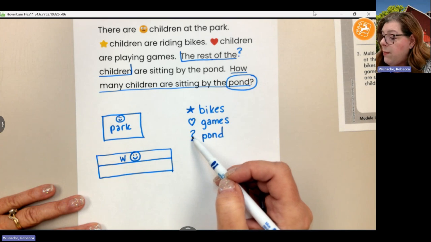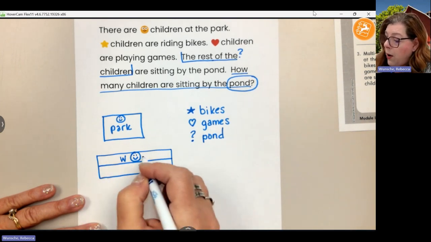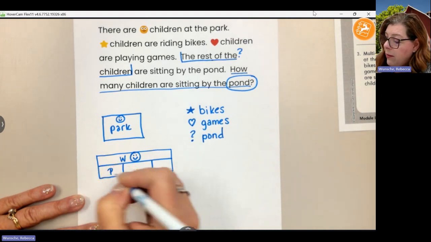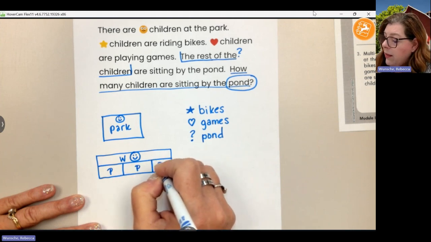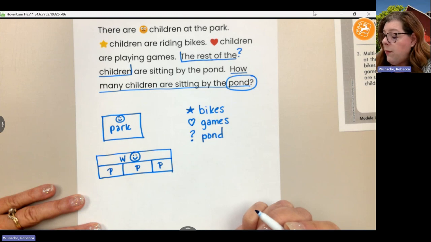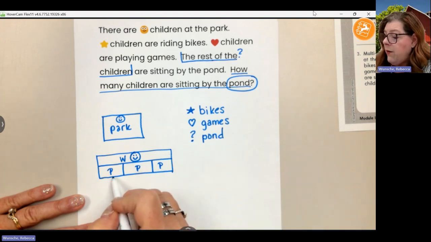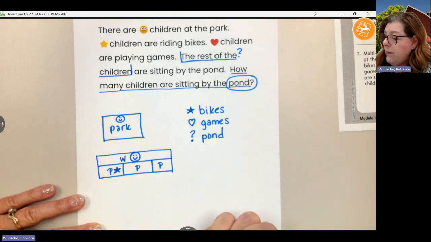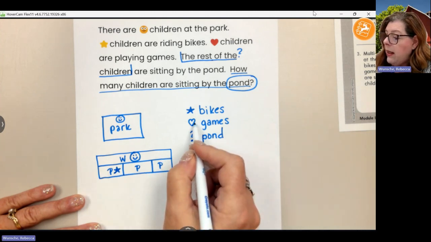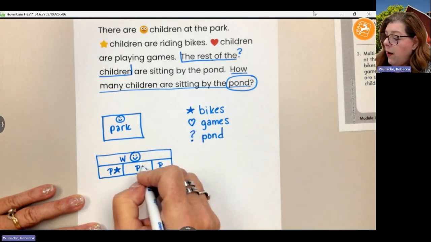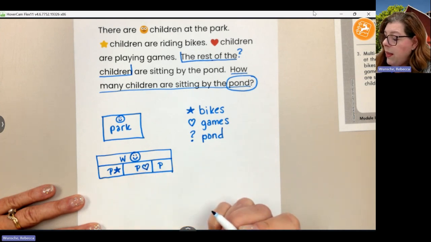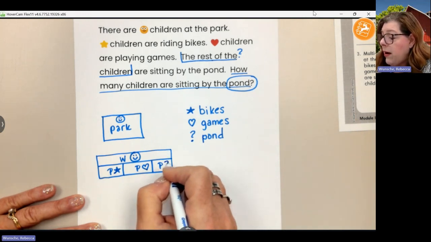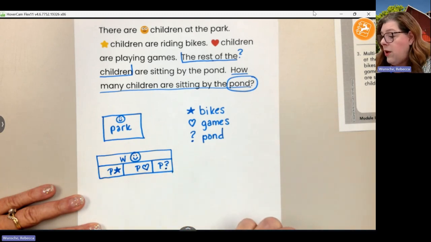I can see that I have 3 parts here. So in my part whole, I need to make 3 parts in my strip diagram. So this is a part, this is a part, and this is a part. Now, I know some information about some of these parts. I know the first part is the bikes, and I know that star children are riding their bikes. I know the second part is the games, and I know that heart children are playing games. And then I know the third part was the children sitting by the pond, and that's my question mark. That's the part I don't know.